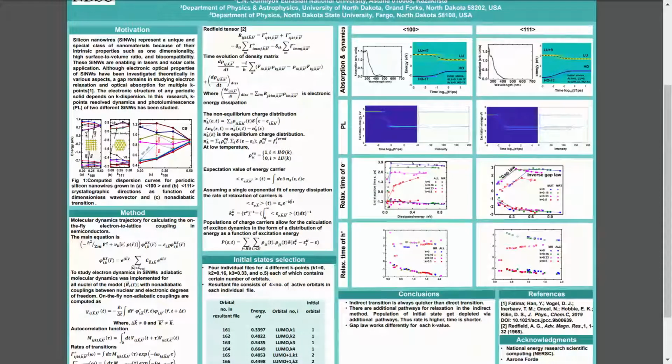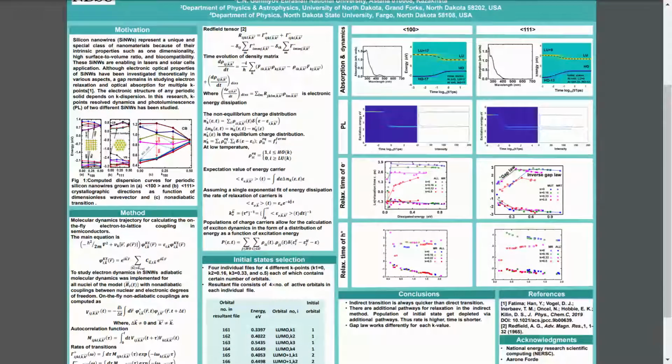So the motivation of this research is we know periodic structure depends on the momentum sampling along the growth direction. So we want to study some electronic properties of 2 silicon nanowires with the momentum sampling. Here we consider 4 k-points.